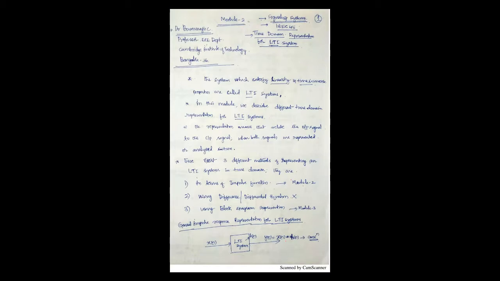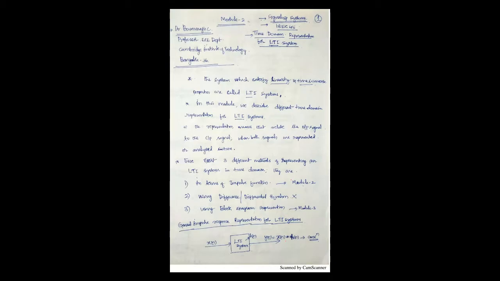Second method is using difference and differential equations. Then the third method: how do you represent the LTI system? Using block diagram representation. Are you understanding? So in this module we are representing the LTI system in terms of impulse functions first. Note down the first one. Every minute I will use these impulse functions, impulse response, from now onwards. It is very interesting. So that is module 2 now.